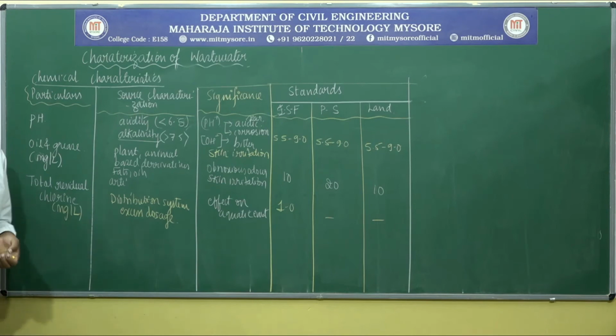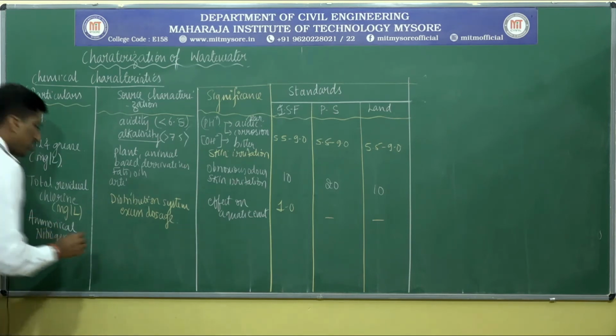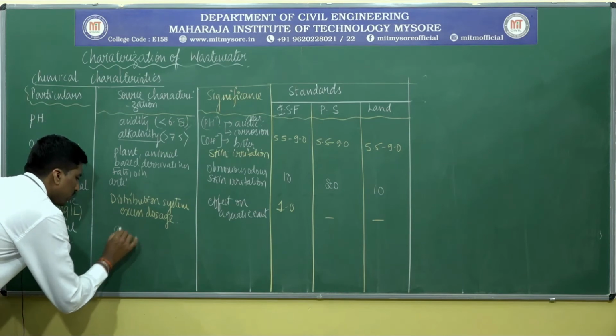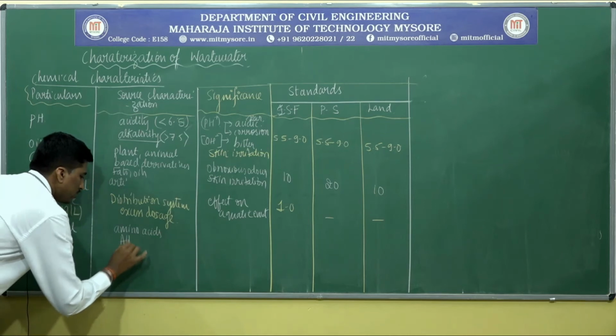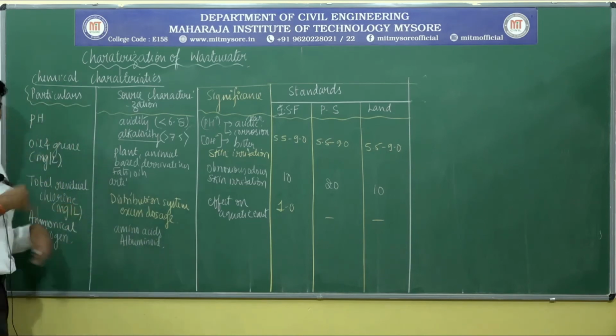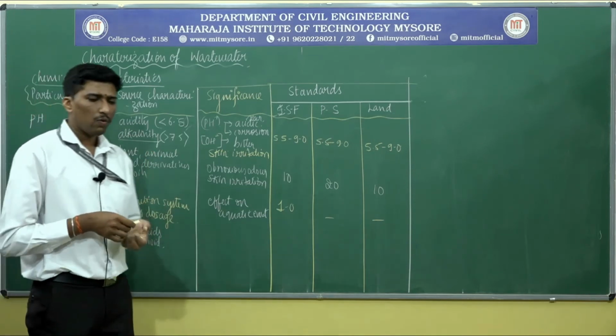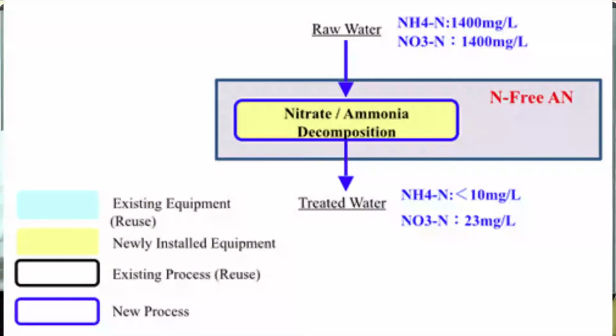Let me take up ammonical nitrogen. Sources: it is all the amino acids, albumin content. These nitrate conversion factors take place. Whatever the fecal discharges, and even through the urine also, the ammonia nitrogen is present.